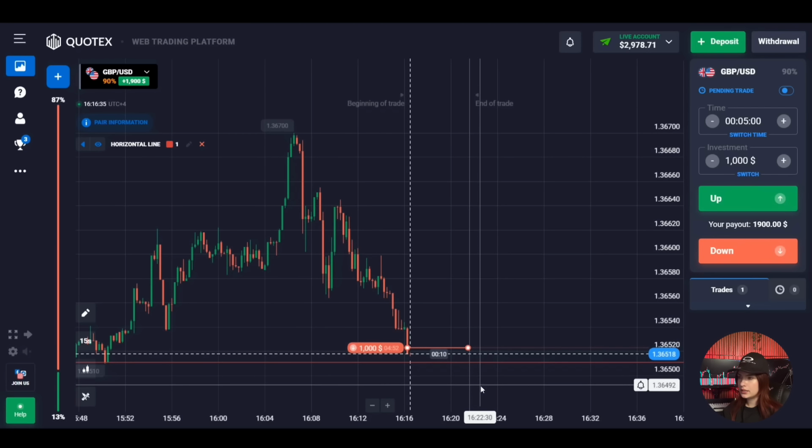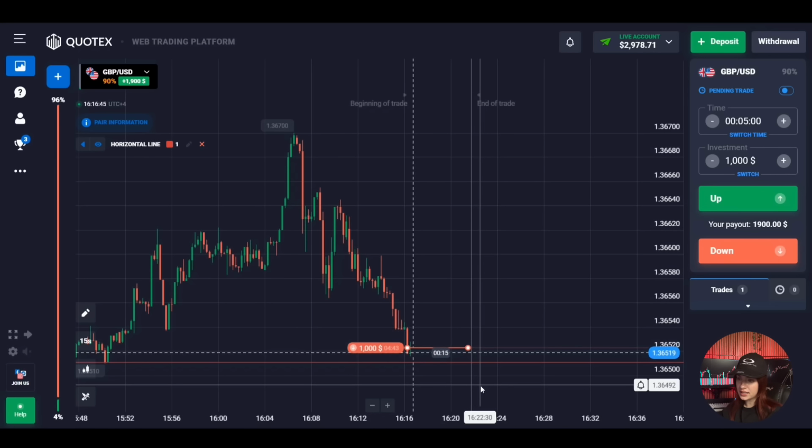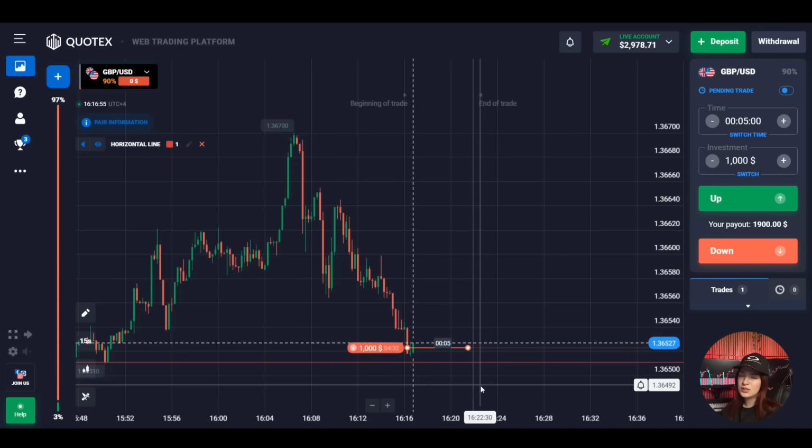I think that 5 minutes in this case will also be quite enough, even taking into account the possible consolidation or pullback up, because guys, as you understand, of course there may be a reaction from the support level, there may be an upward pullback, but I think that taking into account all these possible movements, the time will be enough. Let's wait for the end of our deal, guys.